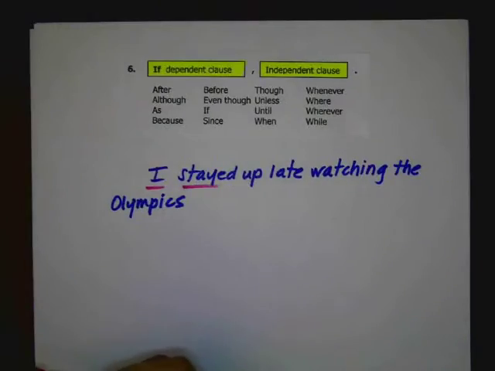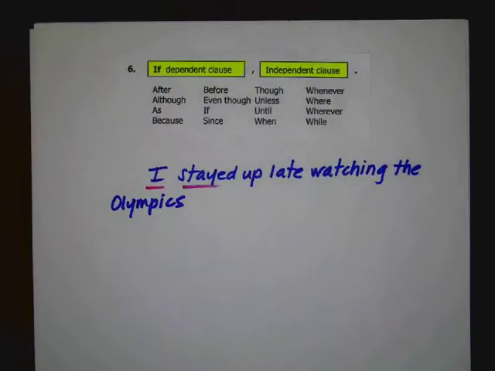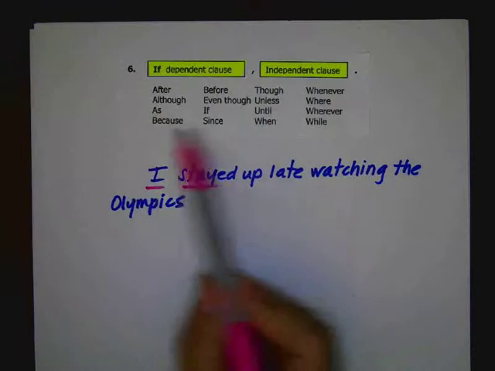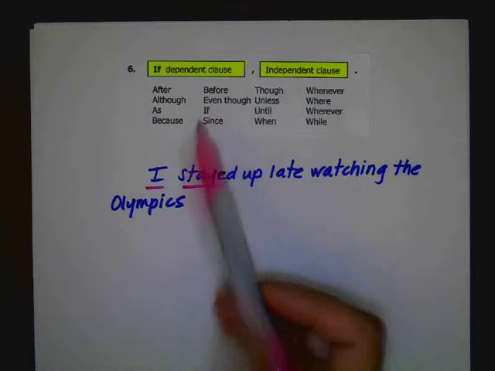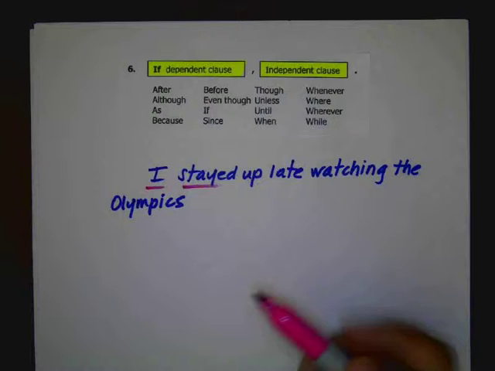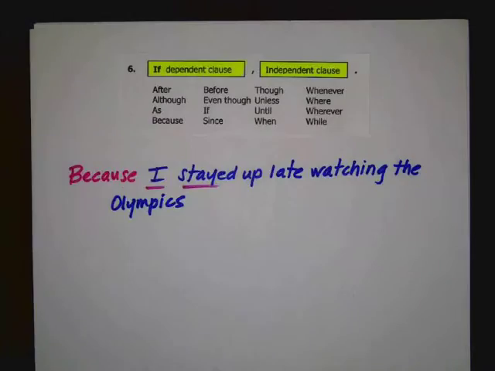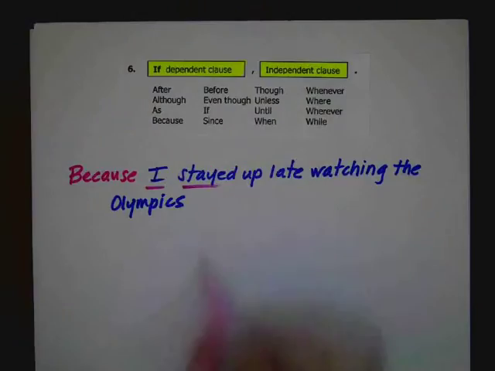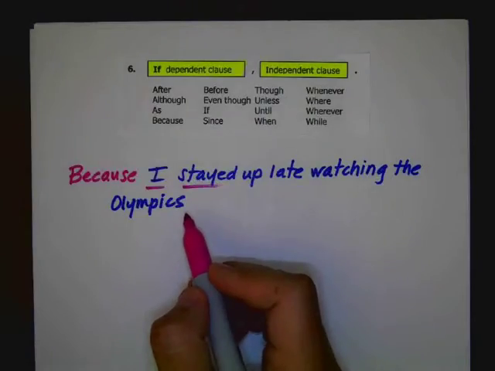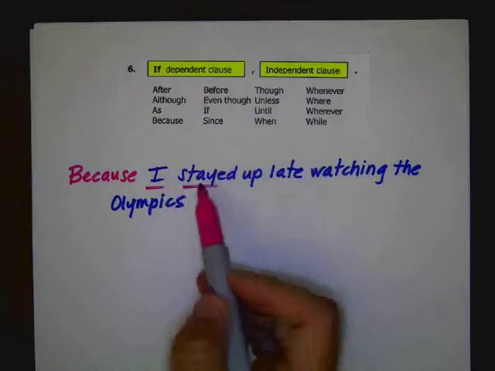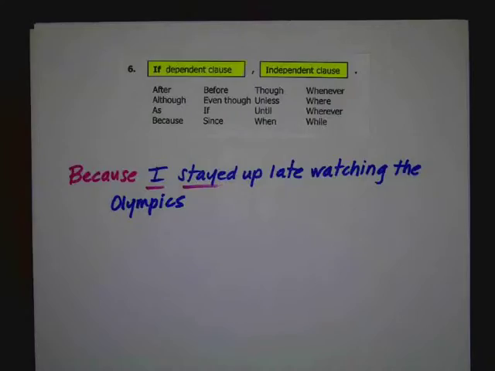To make this sentence pattern 6, you'll see that we need a dependent clause. What in the world is a dependent clause? A dependent clause is a clause, meaning it has a subject and a verb, that starts with any of these words. And I'm going to start with the word because. Because I stayed up late watching the Olympics. Can I put a period here? Absolutely not. This is now a dependent clause: a clause because it has a subject and a verb, dependent because it starts with the word because and it can no longer stand on its own.